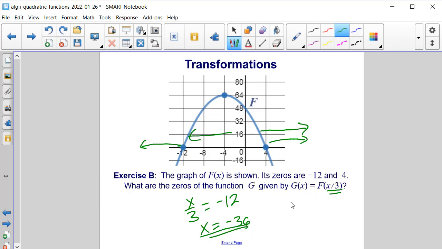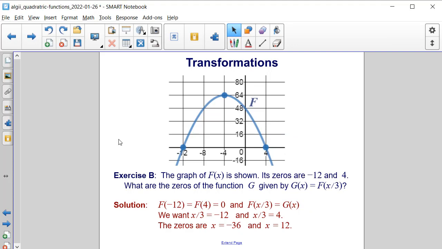We can also do the same thing with the 4. We can set x divided by 3 equal to +4. And now we can solve this proportion to determine that new zero. And that new zero is going to be +12. And the solution provided here verifies what we found, that since f of -12 and f of 4 are both the original zeros, and f of x divided by 3 is equal to g of x, we can set x divided by 3 equal to each zero and then solve for the new zeros. And our new zeros are -36 and +12.